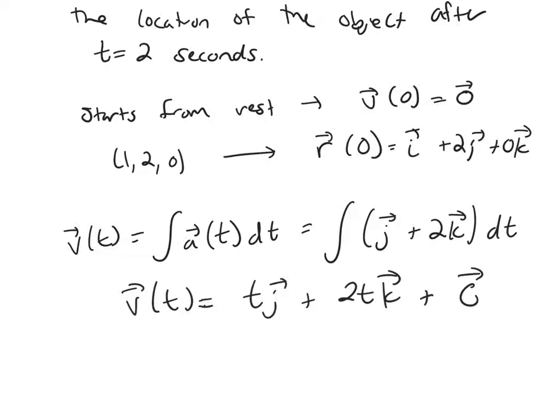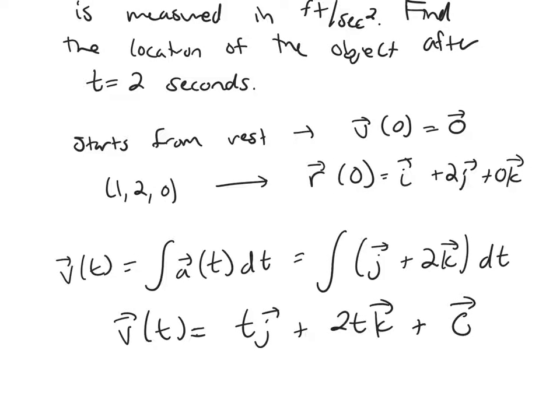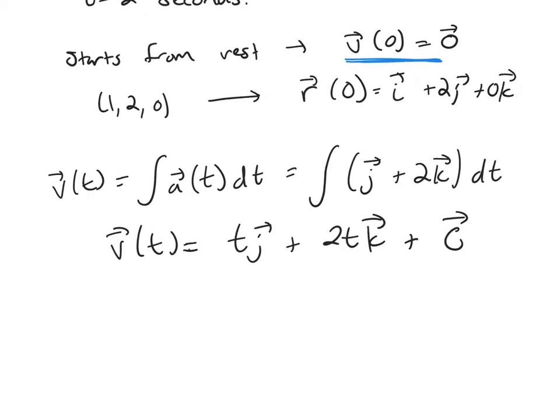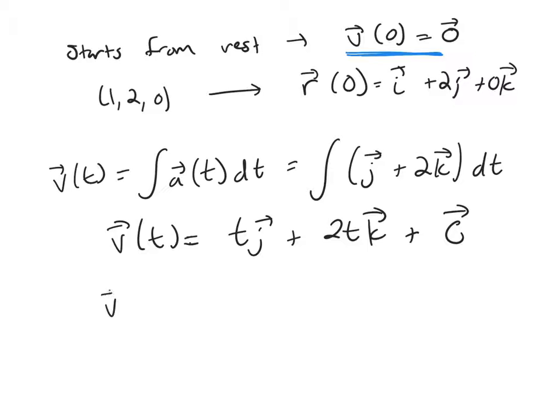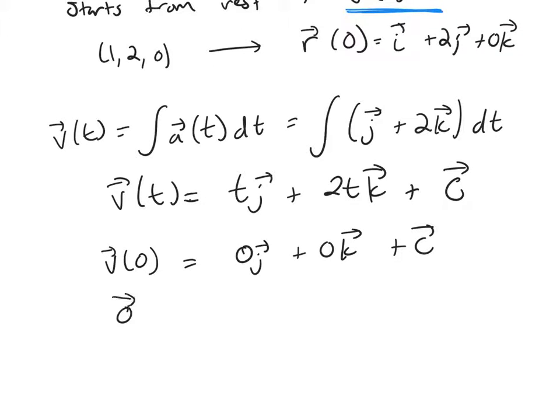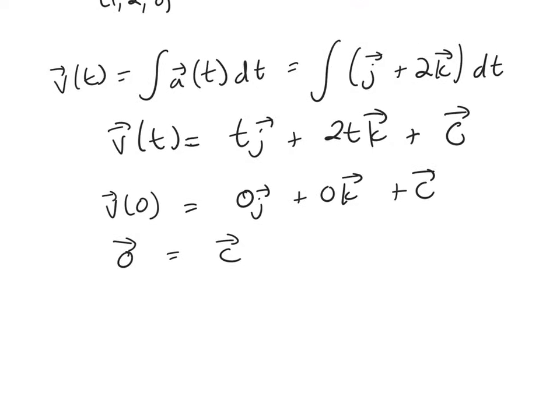Remember our initial condition is that v of 0 is 0. So if I plug in 0 here, I'll get 0j plus 0k plus c. And remember, v of 0, we were told that that's 0. So c is 0. So our velocity, v of t, is just going to be tj plus 2tk.